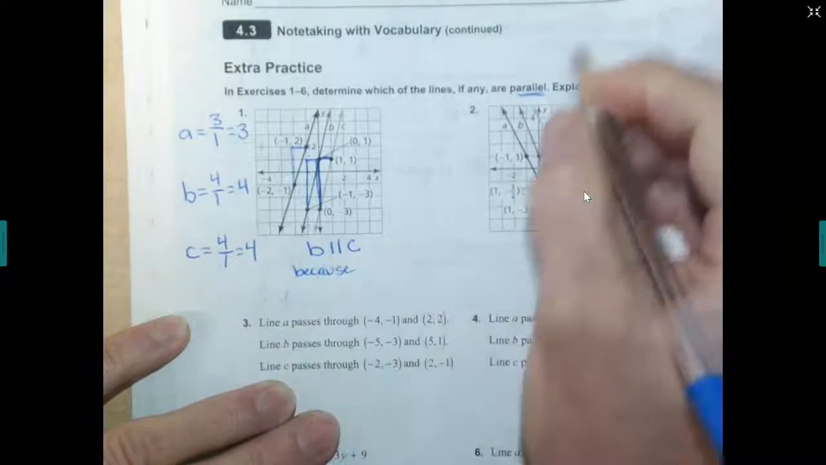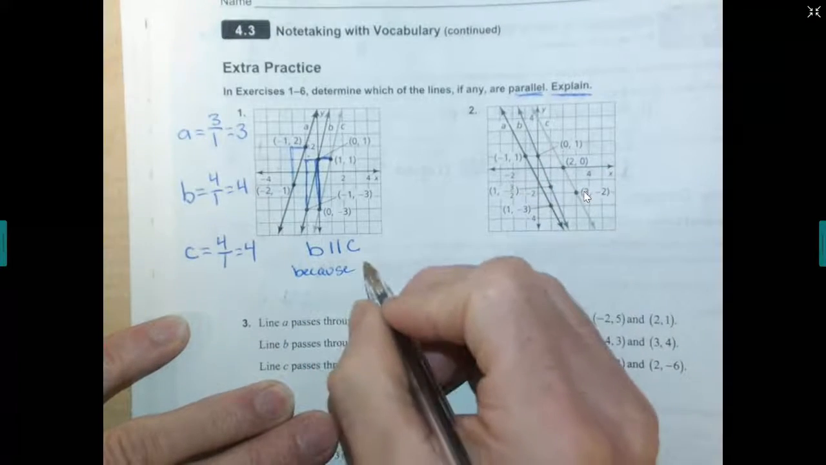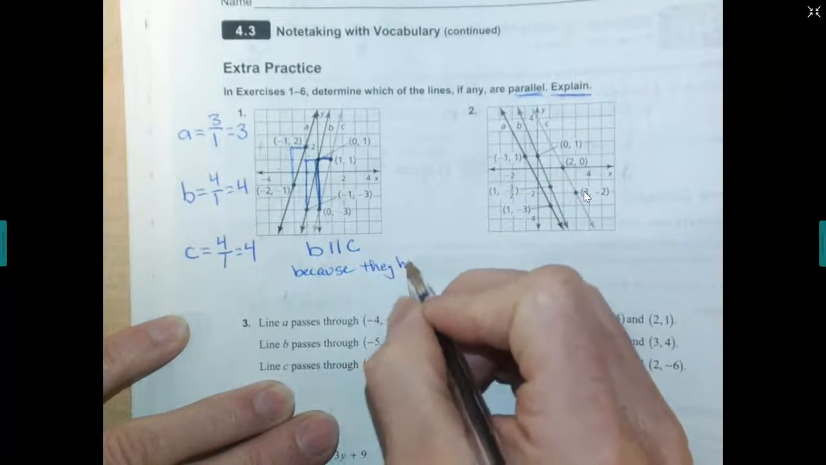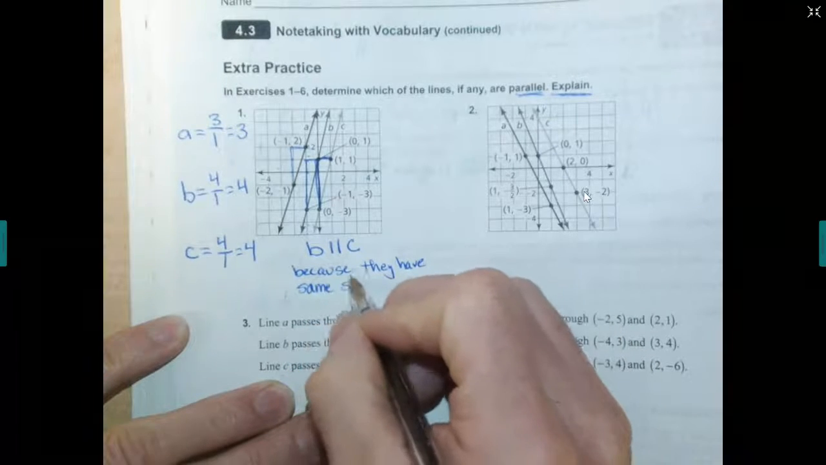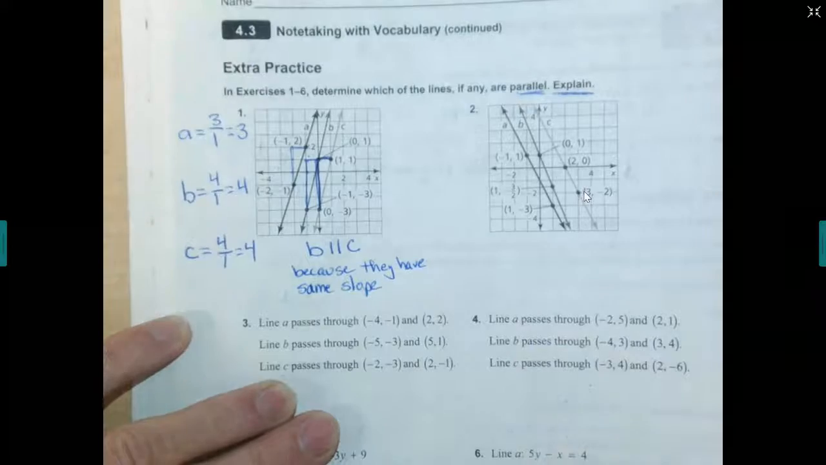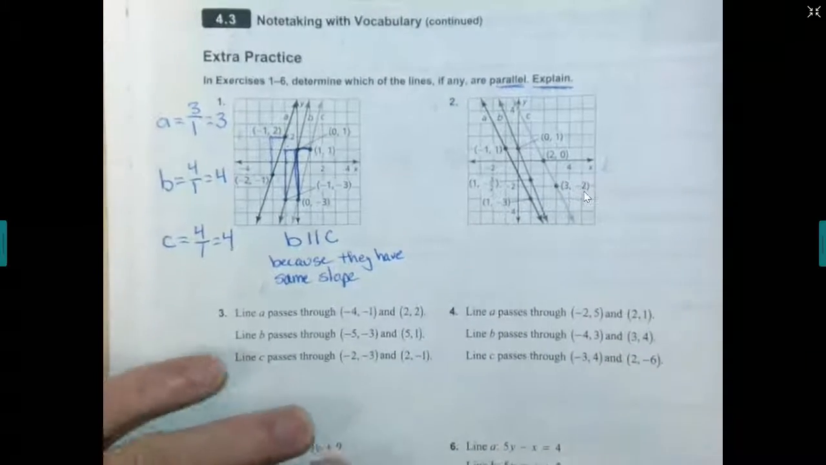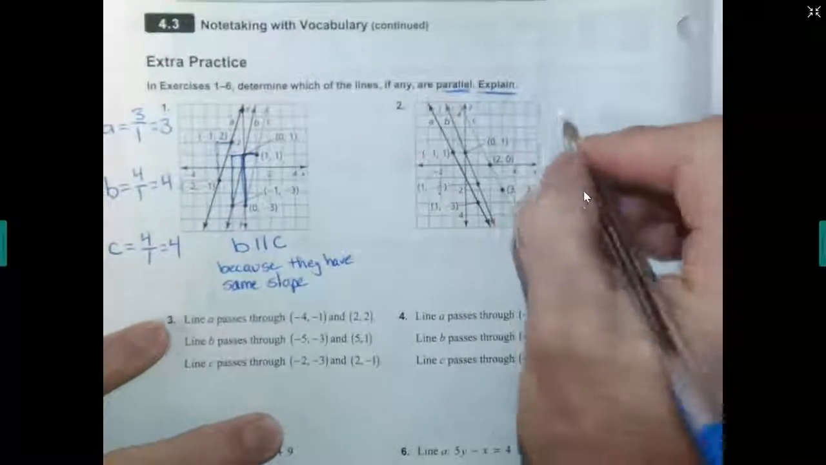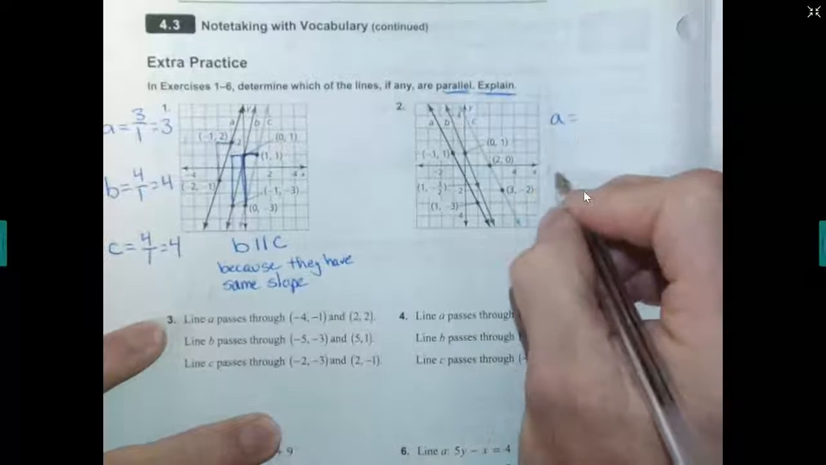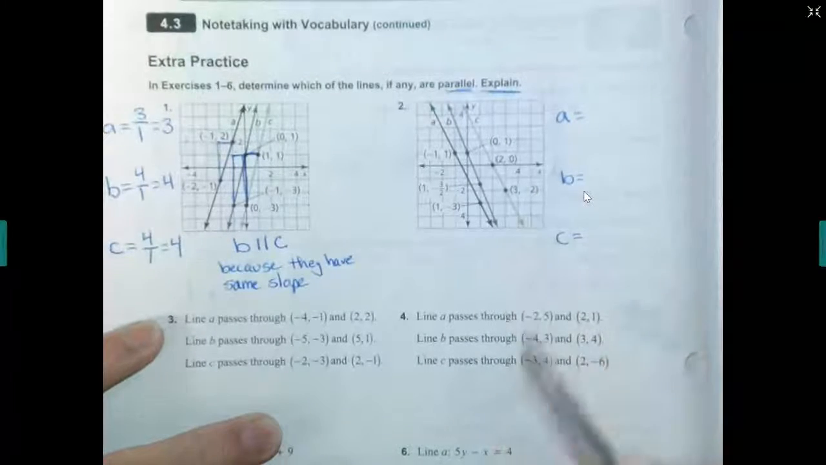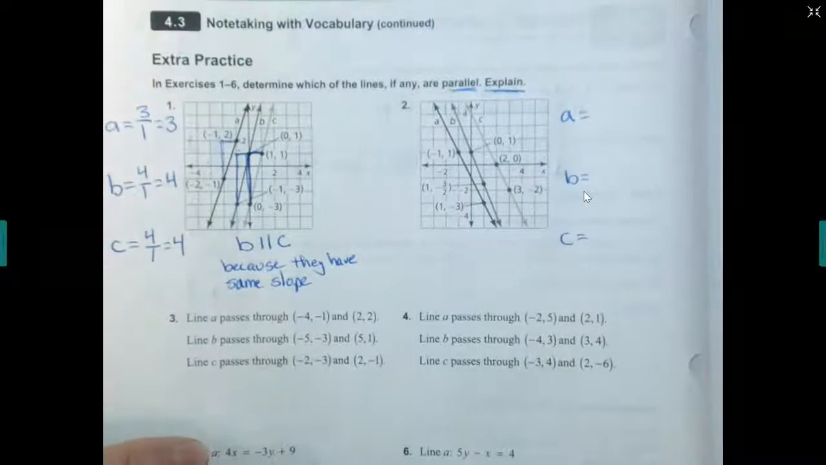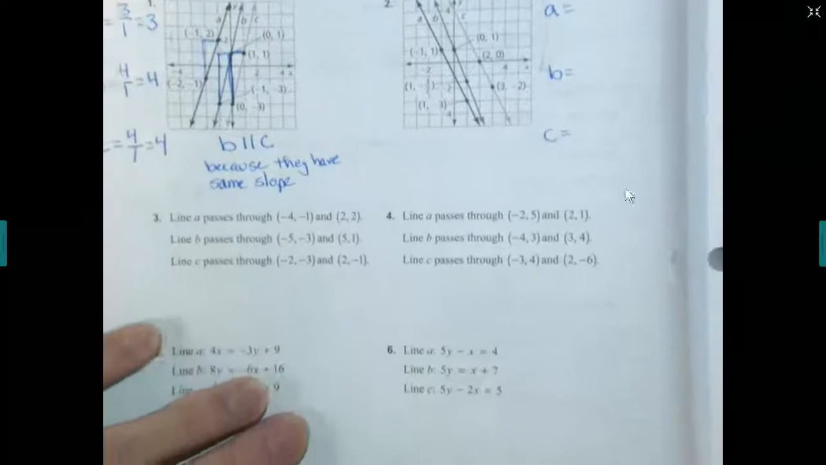because, we need to explain, they have the same slope. Because they have the same slope. So go ahead and find the slope for A, find the slope for B, find the slope for C, and see if any of them are parallel. Pause the video so you can get that done.